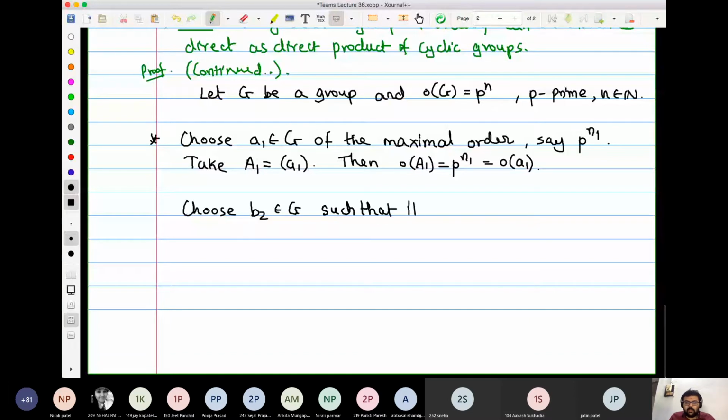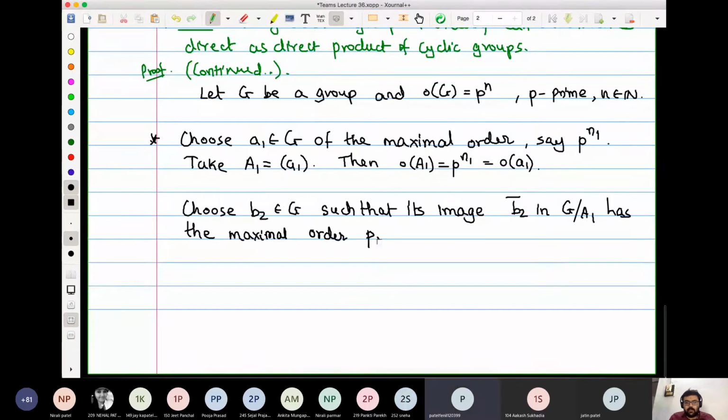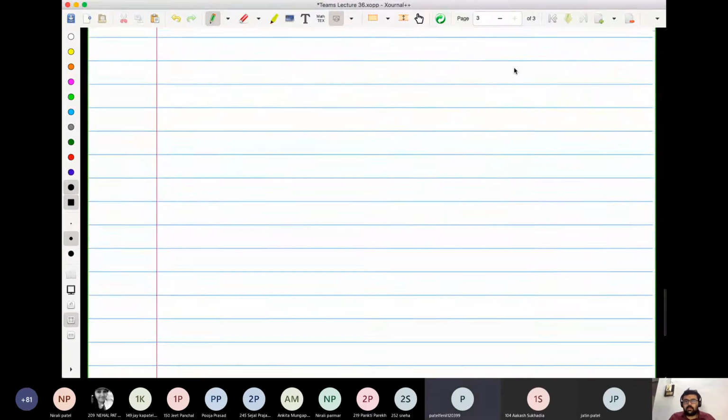such that its image B2 bar in G quotient A1. Now take G quotient A1 and consider B2 such that its image B2 bar in G quotient A1 has the maximal order P power n2. Say P power n2. Right. So what is the meaning of image here?